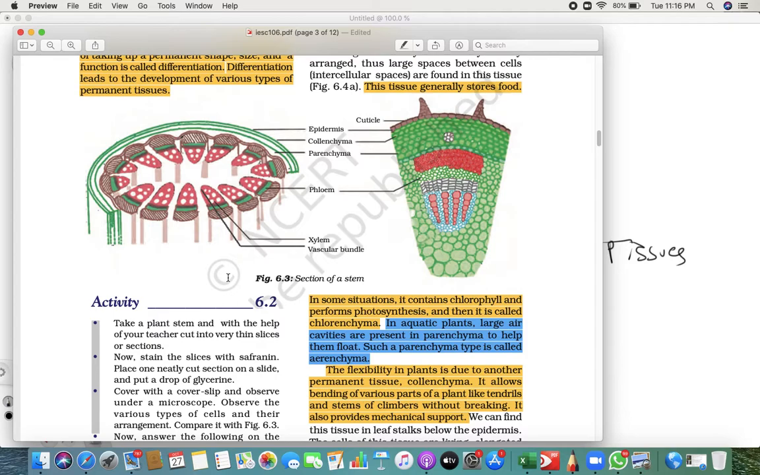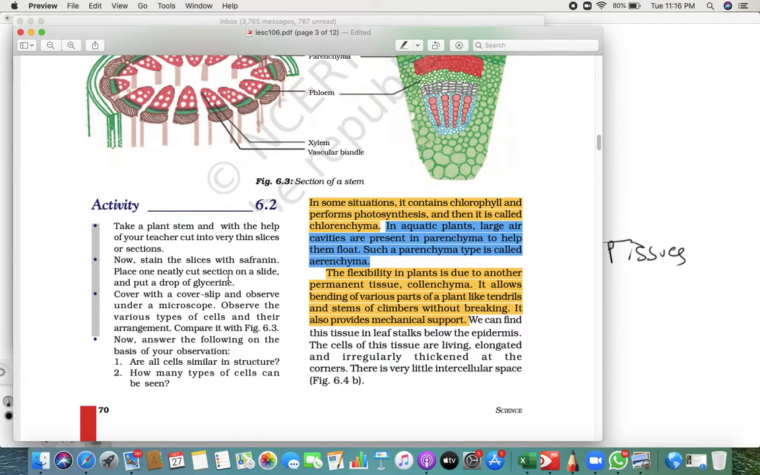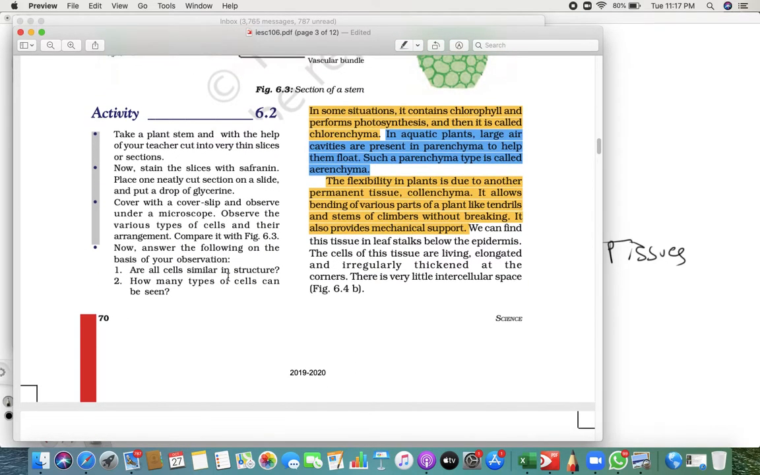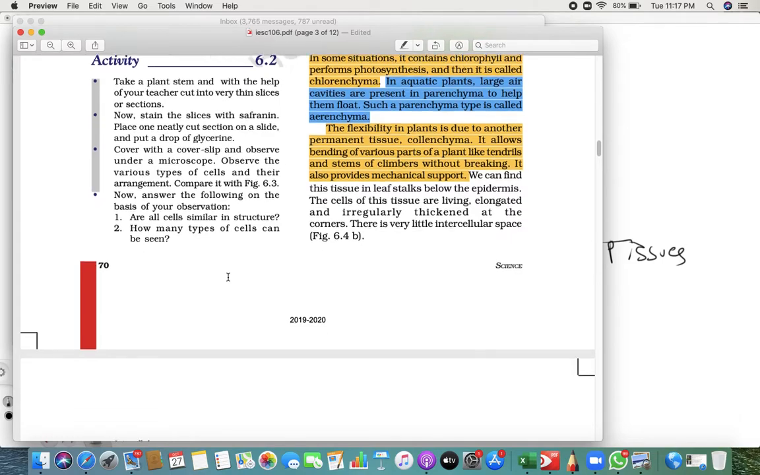Second, as I said, is chlorenchyma. Chlorenchyma contains chlorophyll that helps in the process of photosynthesis. In aquatic plants, parenchyma helps them to float, and such parenchyma we call aerenchyma. The next is collenchyma. Collenchyma is another permanent tissue. It allows them to bend without breaking, like in tendrils, right? They climb without breaking. They give mechanical support to them, right? And as I said, it has very little intercellular space between them.